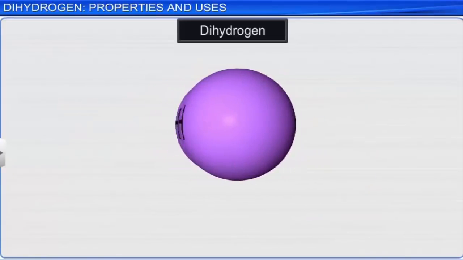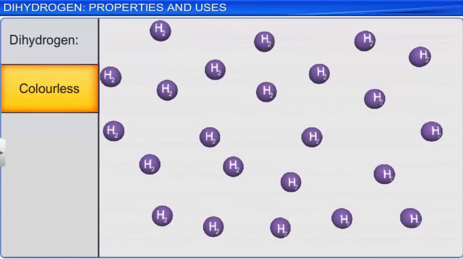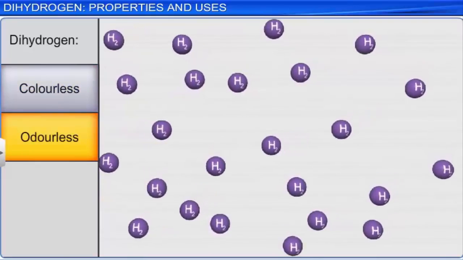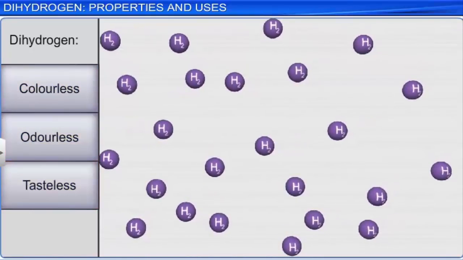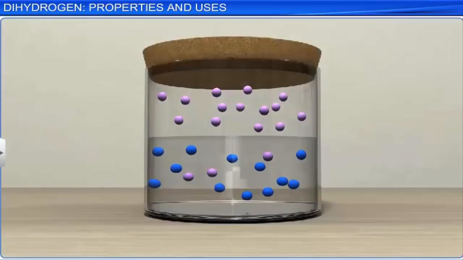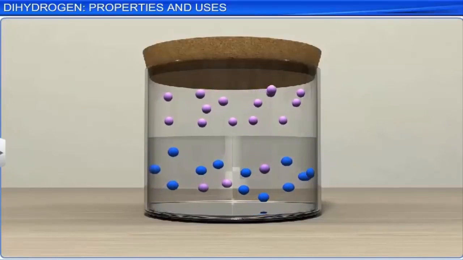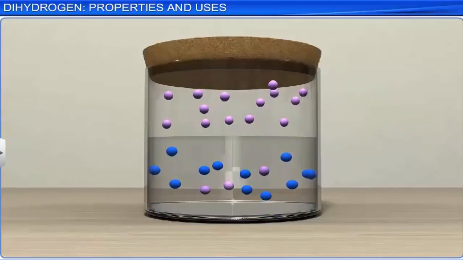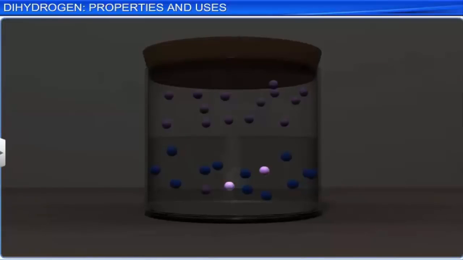Let us first discuss the physical properties of dihydrogen. Dihydrogen is a colorless, odorless, and tasteless gas. It is a non-poisonous gas with a vapor density of 1. Due to this, it is lighter than the air, as its vapor density is 14.4. The solubility of hydrogen in water is very low. Under standard conditions, only 2 parts of dihydrogen dissolve in 100 parts of water by volume.